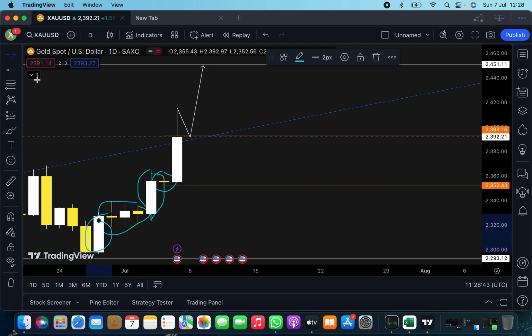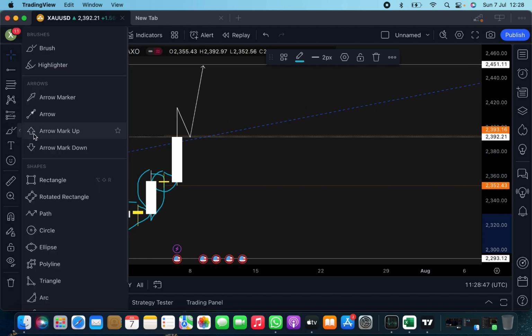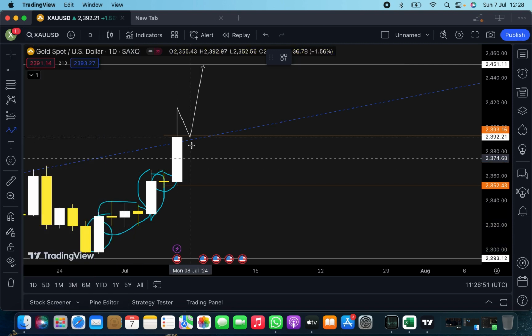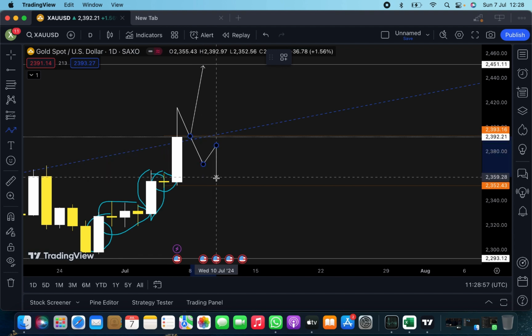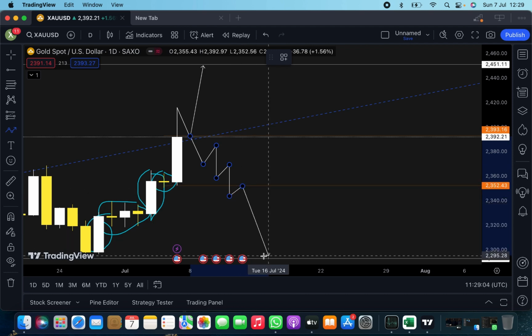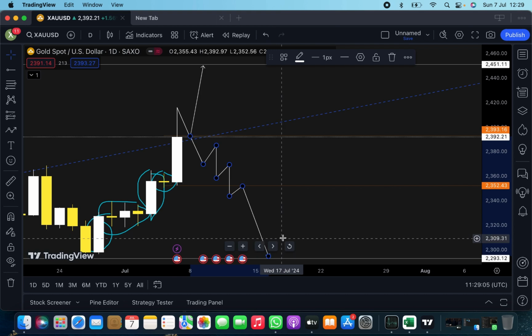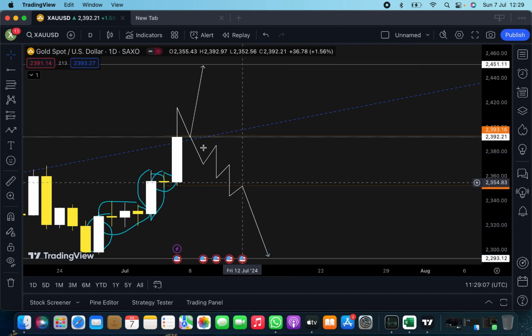But the worst case scenario would be maybe price would come all the way down here. Price will come all the way from here, right? And just come down, consolidate somewhere here, and then come down, come down, come down, break this, test, and then drop. Okay, but this is highly unlikely.